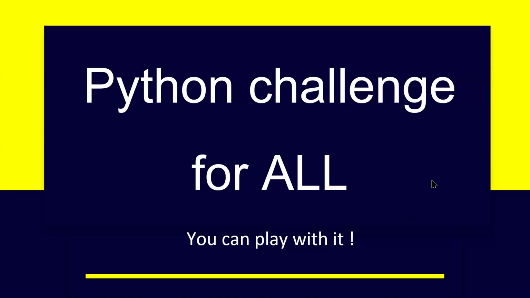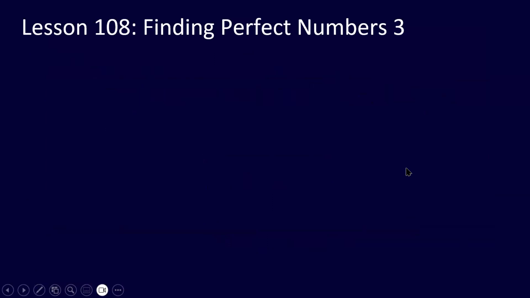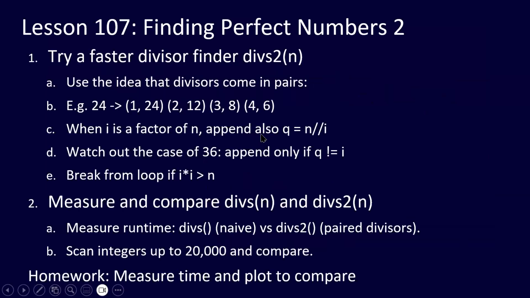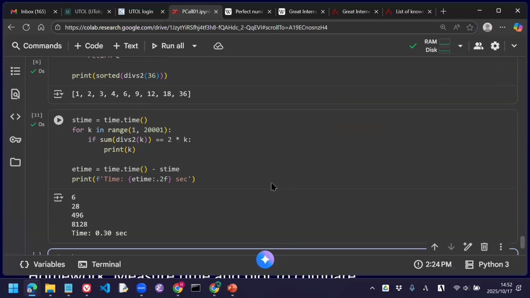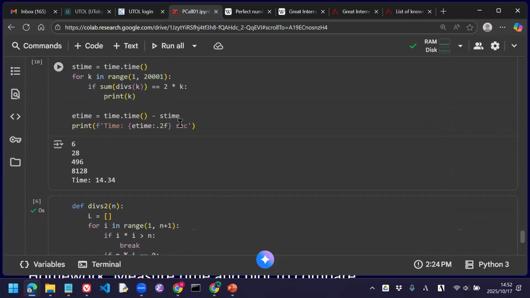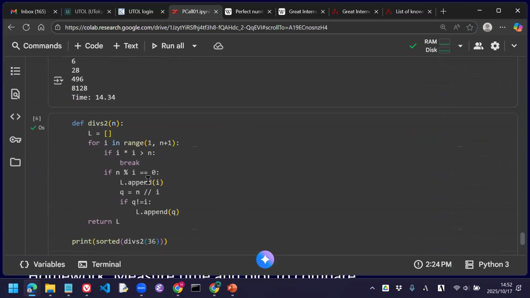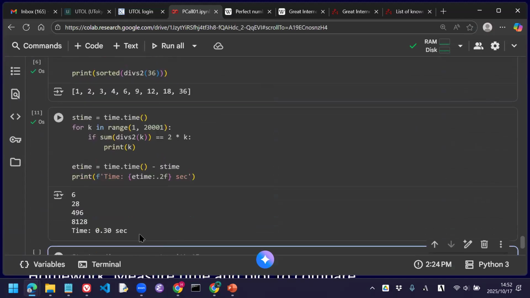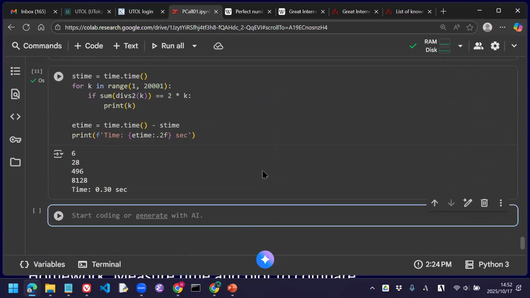Last time we implemented the faster algorithm divs2, which uses the idea that divisors usually come in pairs, like 1 and 24, 2 and 12, something like that. By doing that, we saw, let's see the code, that the first naive implementation up to 20,000 took 14 seconds, while the second one took only 0.03 seconds. So it's a big difference.